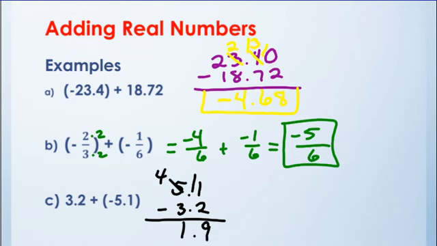When I compare the two numbers, negative 5.1 has the greater absolute value. Since that's negative, my answer must be negative. So a negative 1.9 would be my answer.